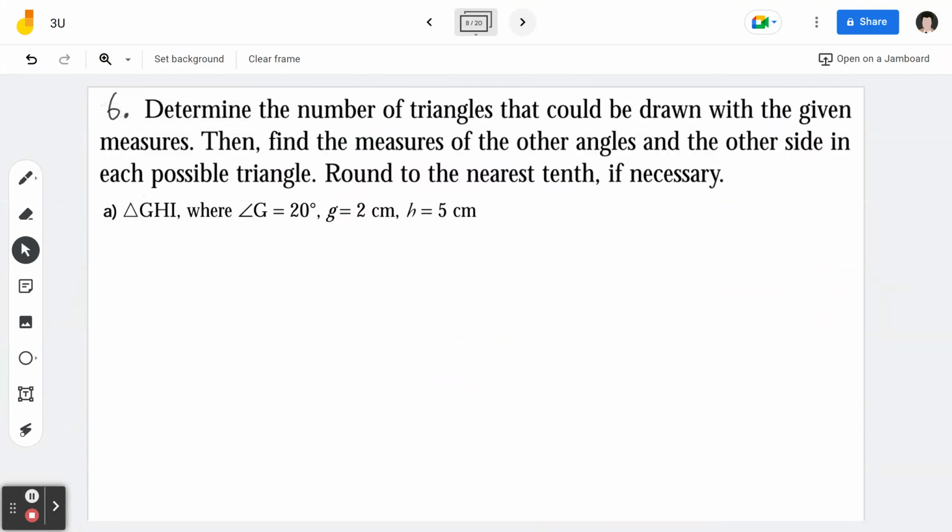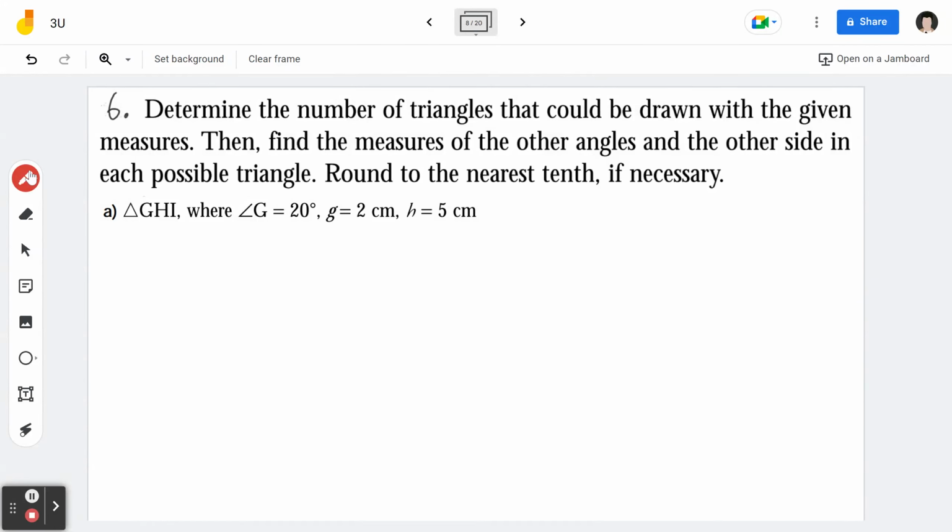Example number 6, and there are 4 parts in this one. Determine the number of triangles that could be drawn with the given measures, then find the measures of the other angles and the other side in each possible triangle. Round to the nearest tenth if needed. So again, be mindful. There are 3 cases. Sometimes there'll be no triangles, sometimes 1 triangle, sometimes 2 triangles. Those are the only 3 cases that you need to think about when it comes to the acute triangles. Obtuse, there are 2 other cases, but I don't think we need to use that for example number 6.